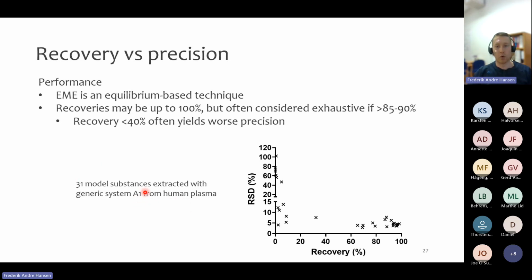So this is 31 acidic substances, one point for each, and then we have plotted the relative standard deviation against the recovery. And what you can see here is that as long as you do not get down into the very low recoveries, then you get quite good relative standard deviation of, in this case, around 5% for most of the compounds above 40%.